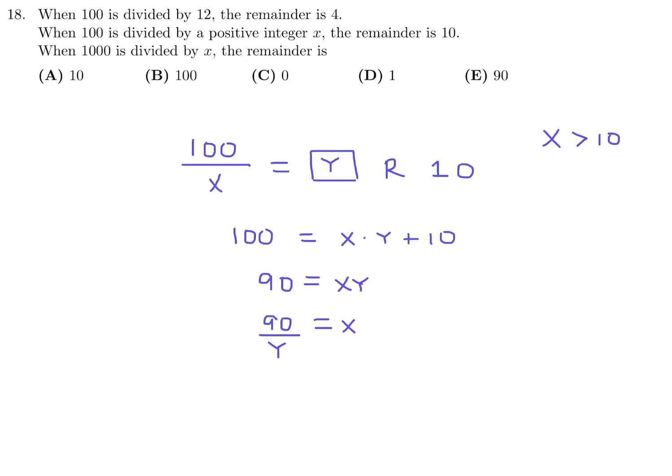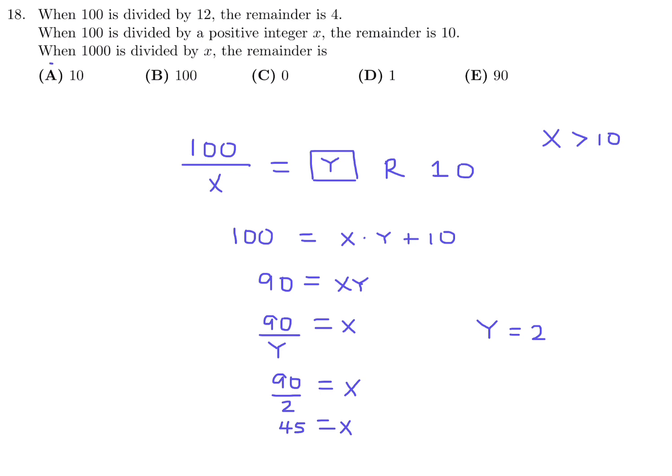So let's choose something simple. Let's just say y is equal to 2. If y is equal to 2, then x will be equal to 90 divided by 2, which is 45. And like I said, there's several different values that you could choose for x. I'm just choosing one of them.